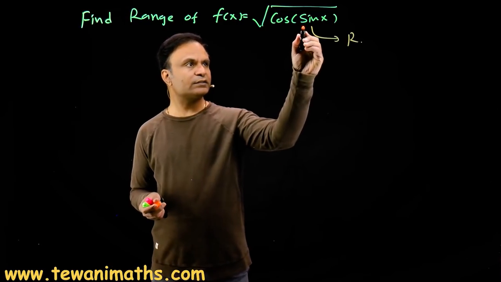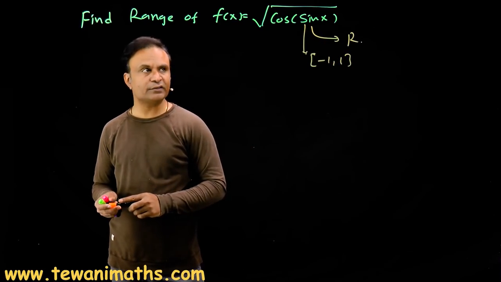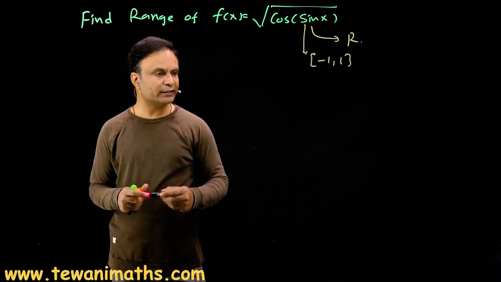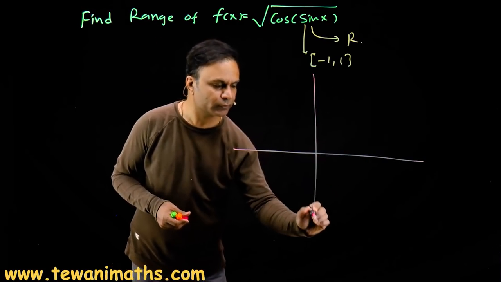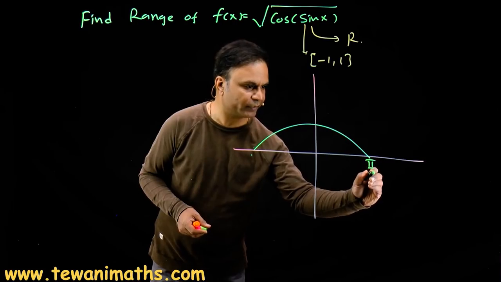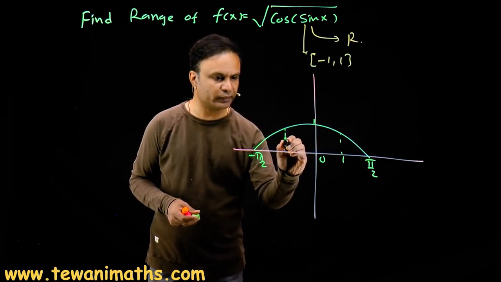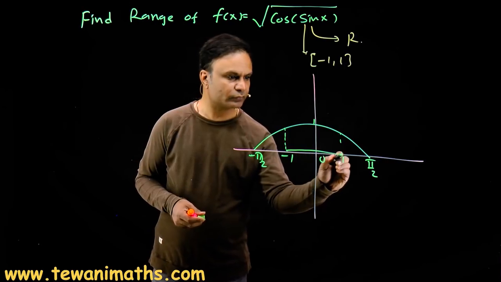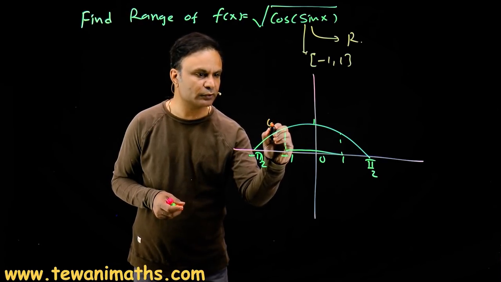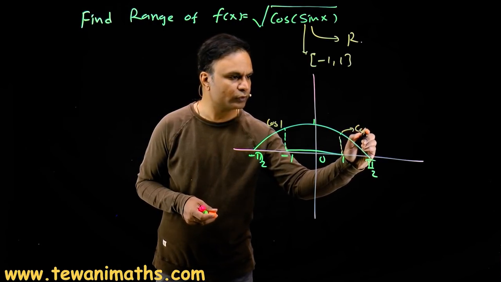For x belongs to R, sin x belongs to minus 1 to 1, so theta of cosine belongs to minus 1 to 1. So we will be finding the values of cos theta, where theta belongs to minus 1 to 1. Again we will take the help of the graph. Okay, this is the graph of cosine function. Here we have pi by 2, this is minus pi by 2, this height is 1. Here we have 1 and here minus 1. Theta belongs to minus 1 to 1. For this minus 1, the value of cos of minus 1 is cos 1, so this height is cos 1. Also, this height is cos 1.